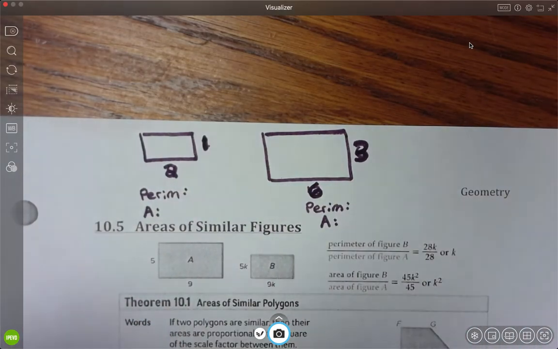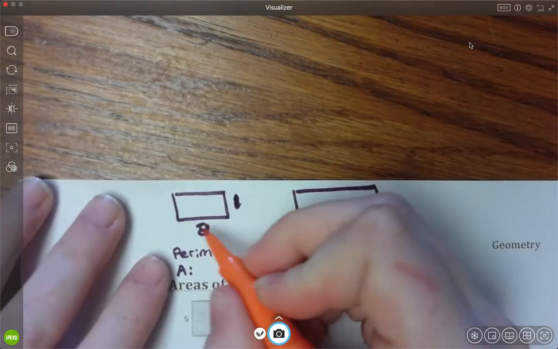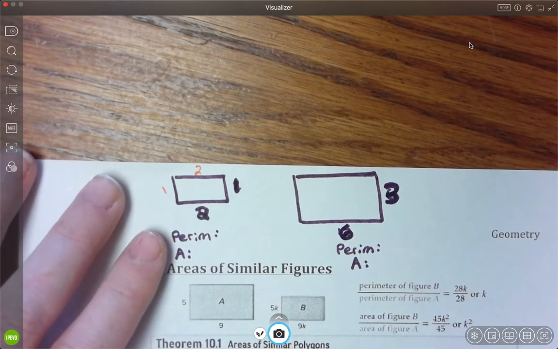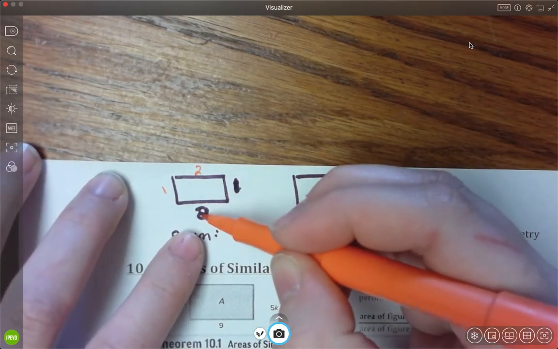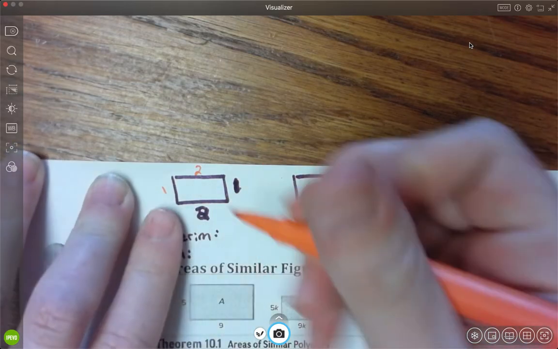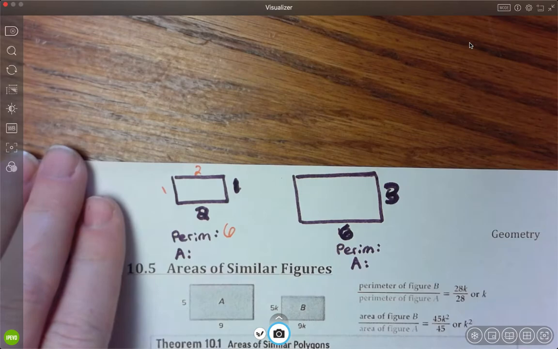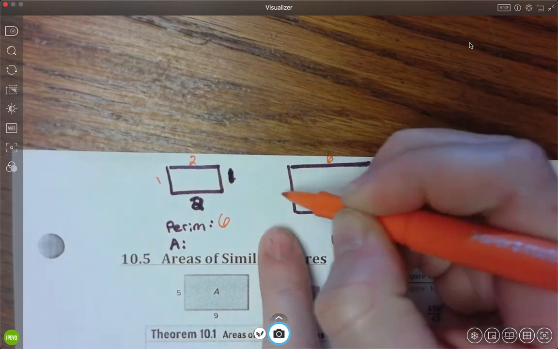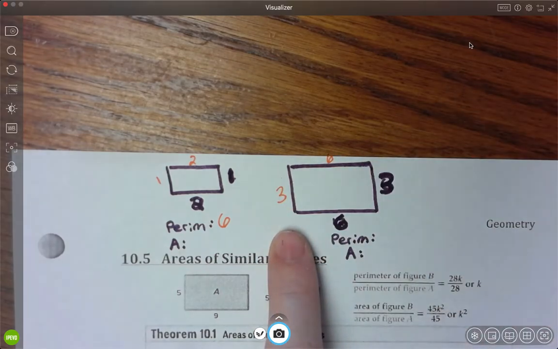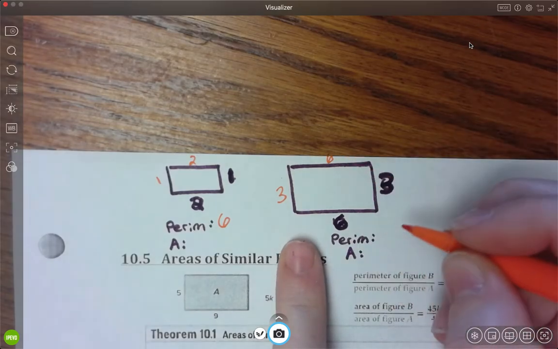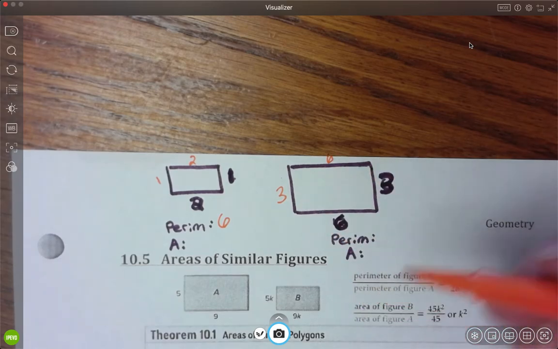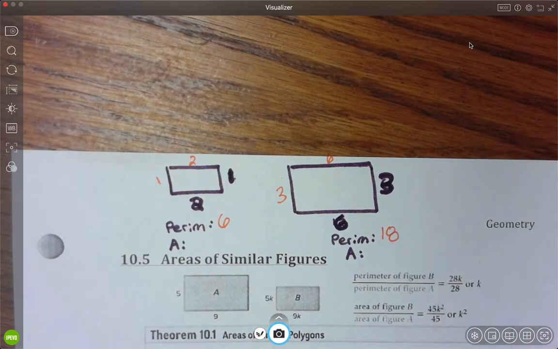When we're finding perimeter, we're just adding all 4 sides together. If this side is 2 and that's 1, this is also 2 and this is 1. Adding those together, 2 plus 2 is 4, 1 plus 1 is another 2, so that perimeter is 6. For this one, the top side is 6 and the side is 3. If I add those all up, 6 and 6 is 12, 3 and 3 is another 6, so 18 is the perimeter, okay?